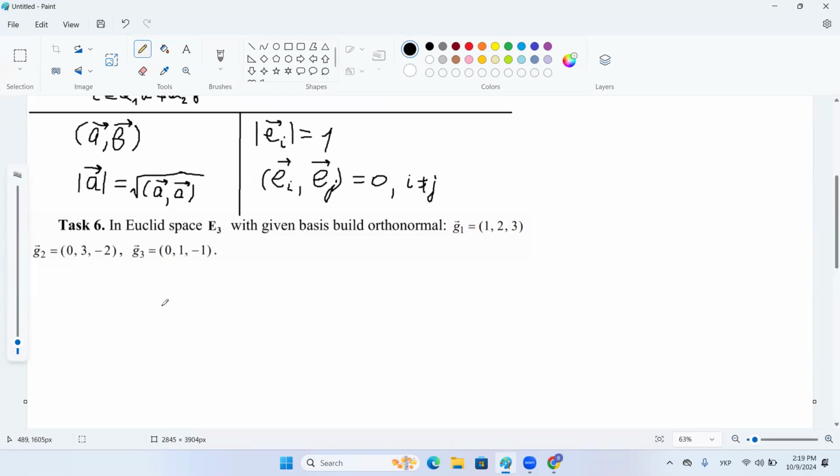Okay, so you don't remember. We need to, firstly, find orthogonal vectors f1, f2, and f3. How to do it? So we will do it recursively. F1 will be G1. Yeah, by the way, vectors.